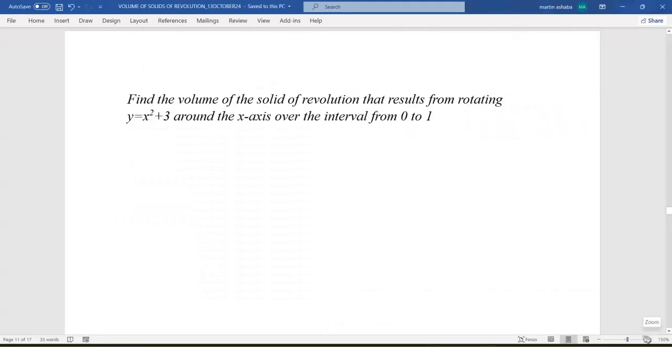So ladies and gentlemen, we have a question to determine the volume of a solid of revolution resulting from rotating a curve y is equal to x squared plus 3 around the x-axis over the interval from 0 to 1. Now, if you want, we can sketch. First of all, when x is equal to 0, y is equal to 3.